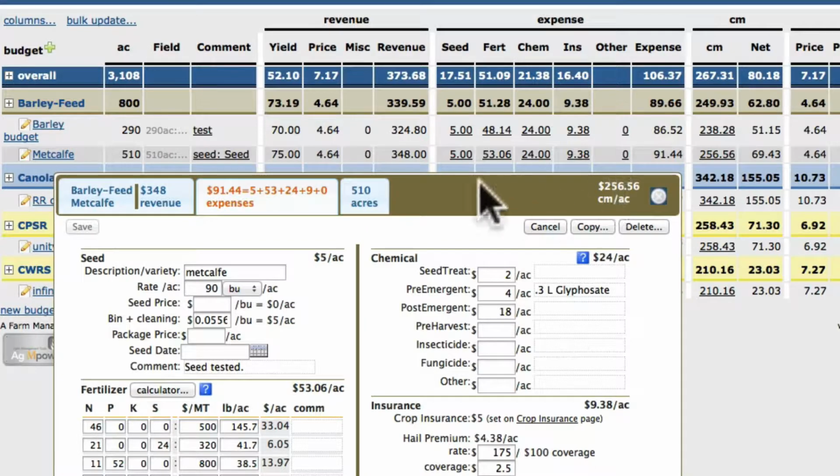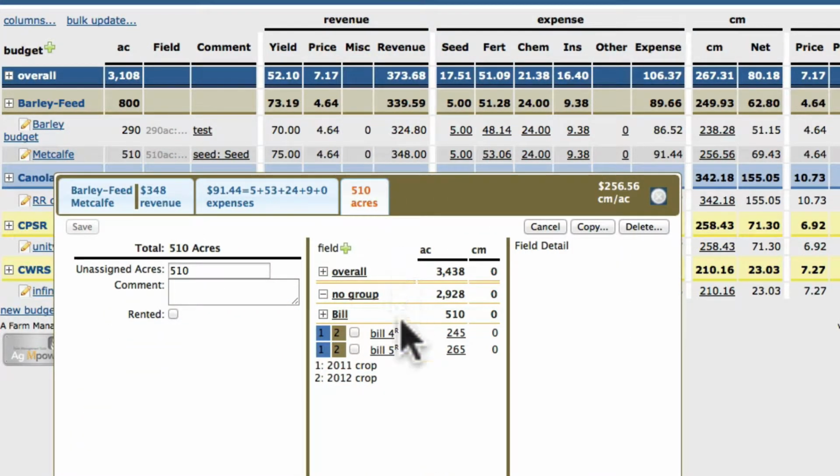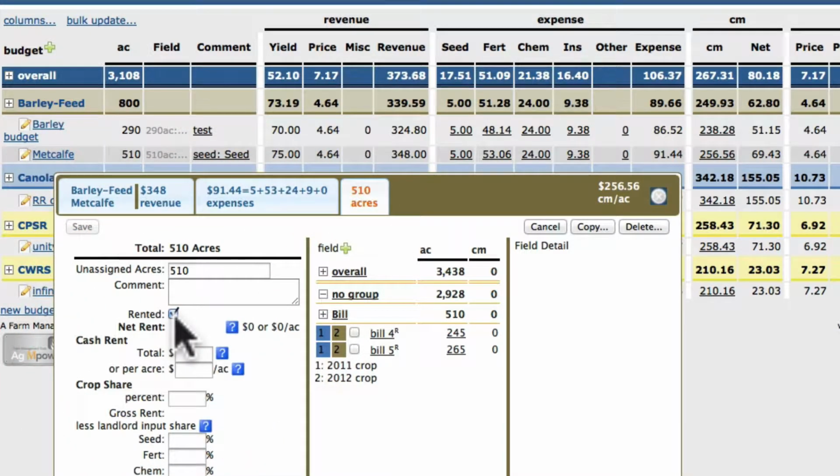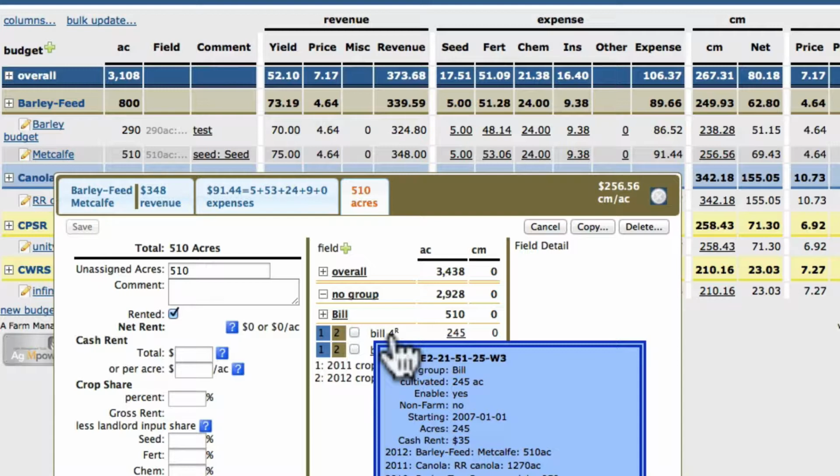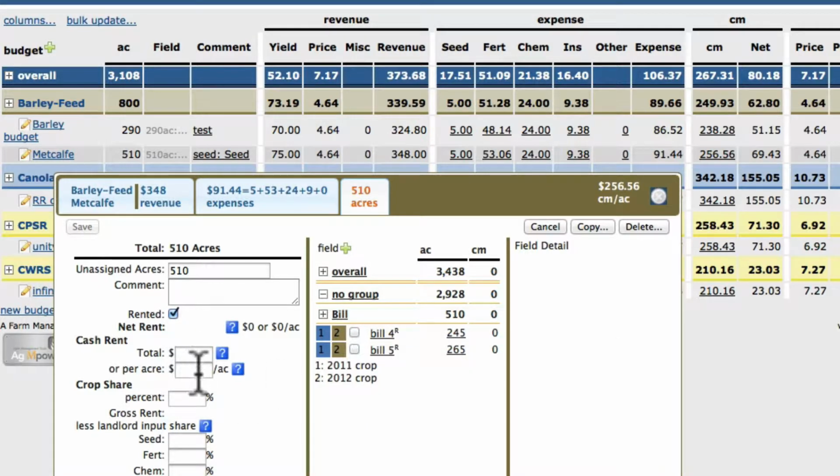The Acres tab allocates each crop budget to a particular land location, or acres can be given to it in an unassigned fashion as it is here. The rent for each land parcel is contained within the land parcel's information, or with unallocated acres, rented acres can be given the parameters here.